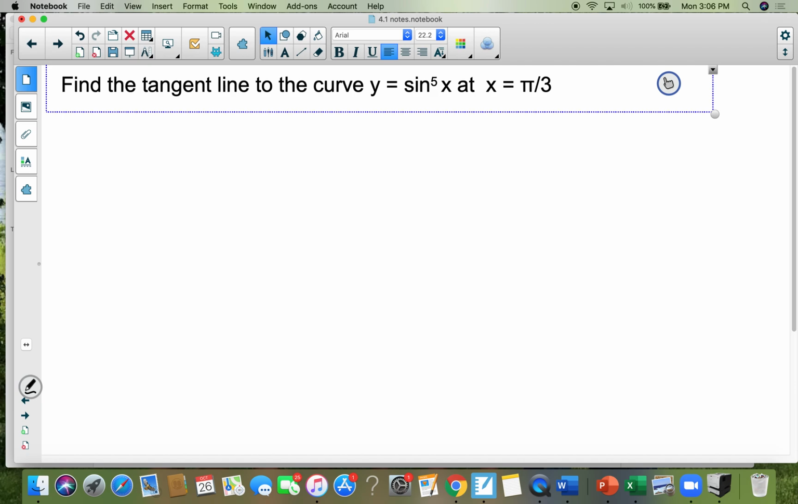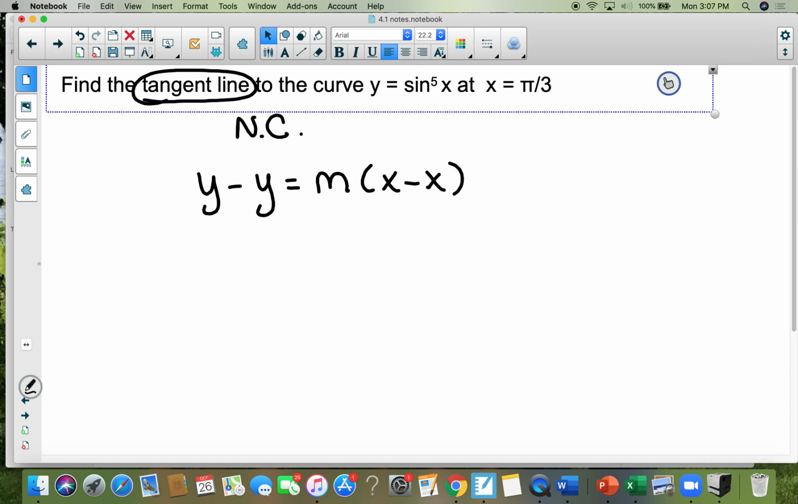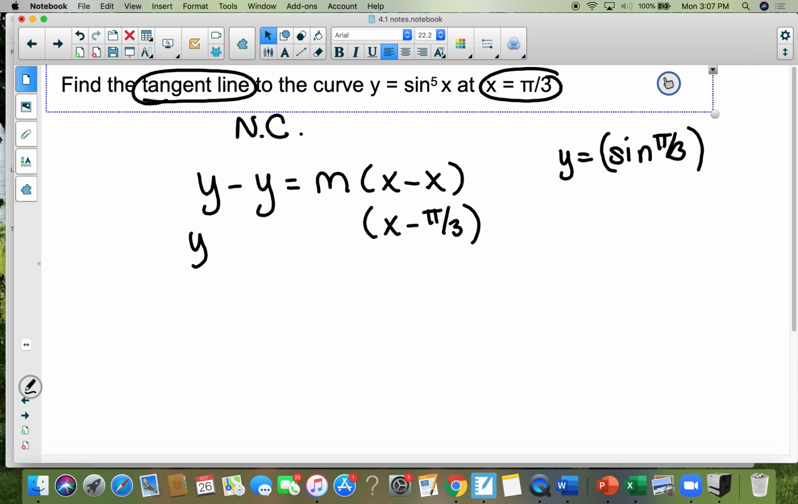Find the tangent line to the curve y equals the sine of 5x at x equals pi over 3. So this would be a non-calculator one on the AP test. Again, they want you to find a tangent line. y minus y1 equals m times x minus x1. x is pi over 3. And y is going to be the sine of pi over 3, all of that raised to the 5th power.